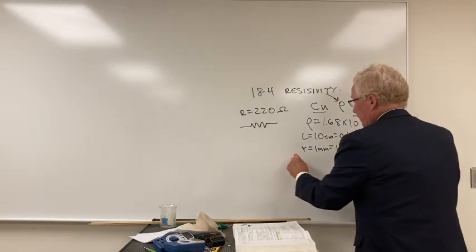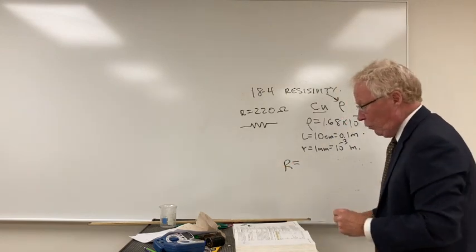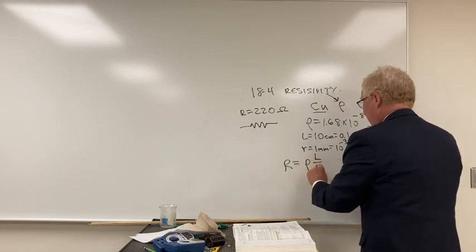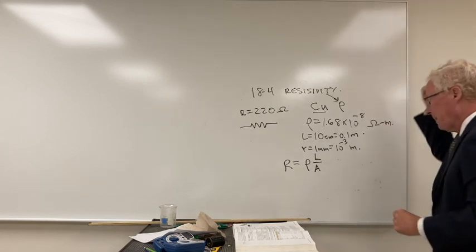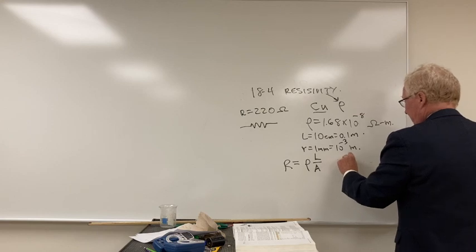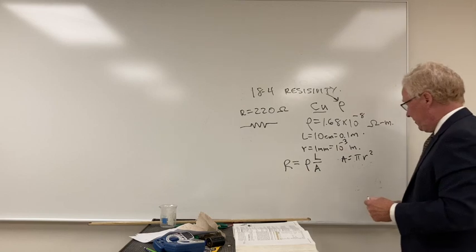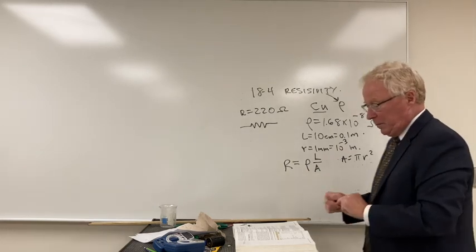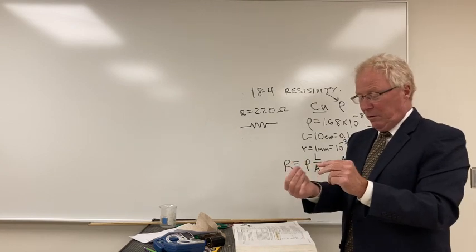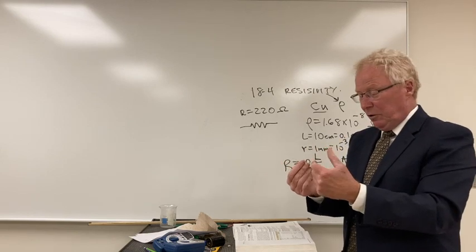Then the resistance of this thing is given by rho times L over A, all right? Where L is the length and A is given by pi R squared. Now this might make sense, because resistance is how much does it actually flow? What's the impedance to the current flow?